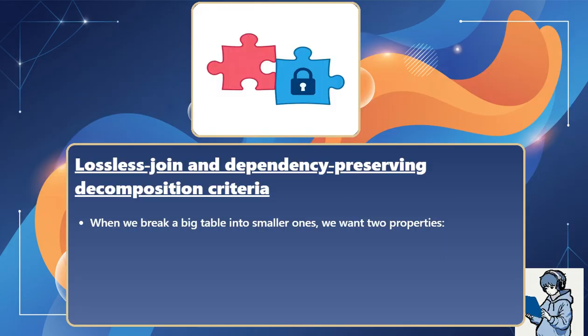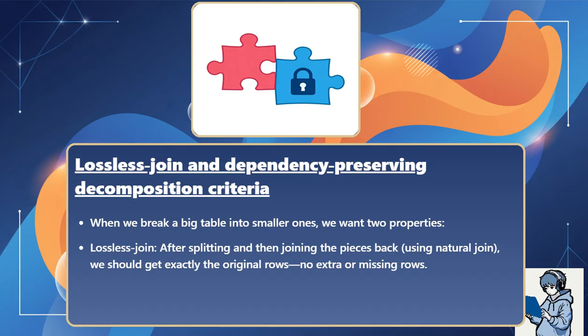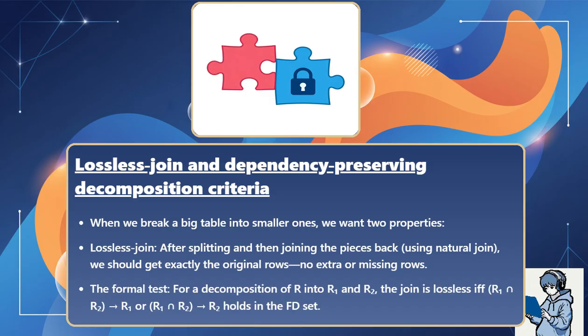When we break a big table into smaller ones, we want two properties. Lossless join: after splitting, and then joining the pieces back using natural join, we should get exactly the original rows, no extra or missing rows. The formal test for a decomposition of R into R1 and R2, the join is lossless.